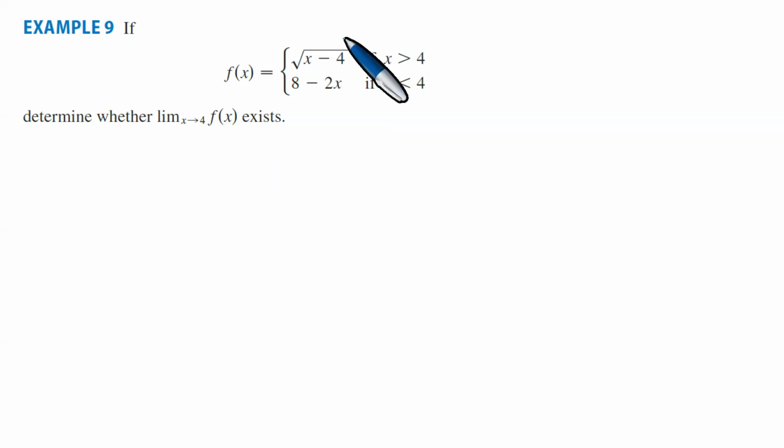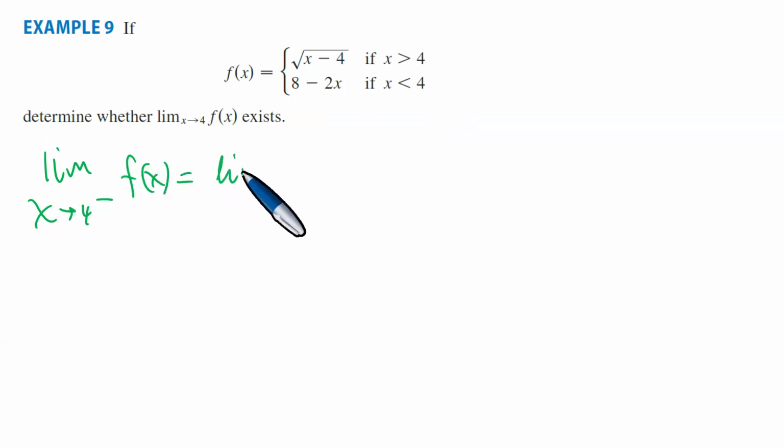If the function f of x is this, determine whether this limit exists. To do this, we're going to evaluate the limit as x approaches 4 from the left. From the left is when x is less than 4, and the function there is 8 minus 2x.